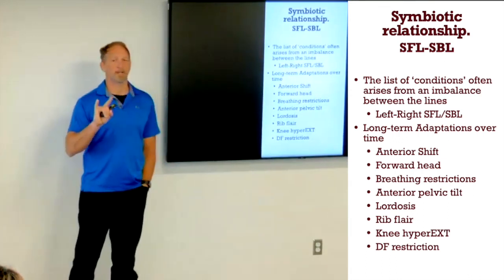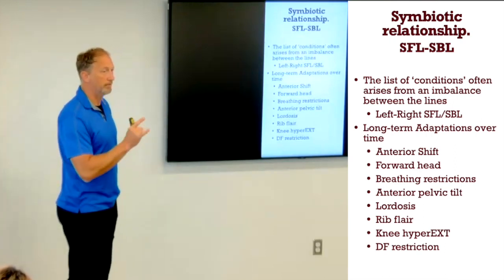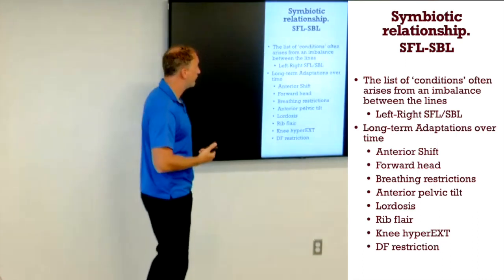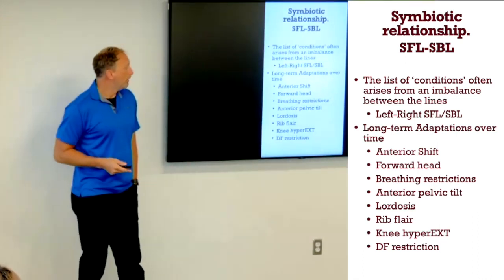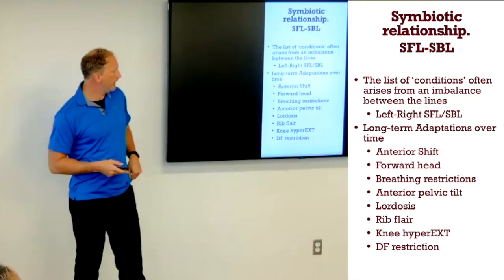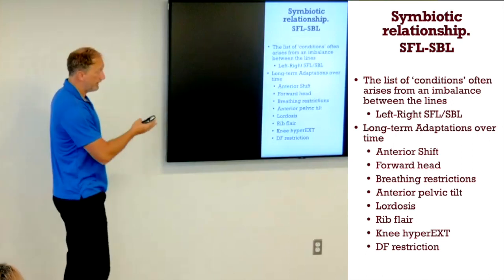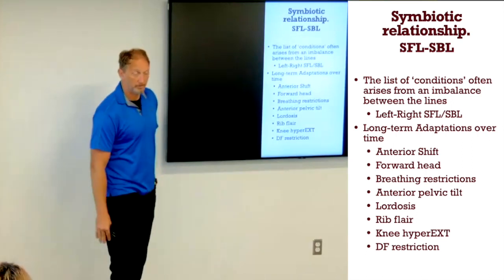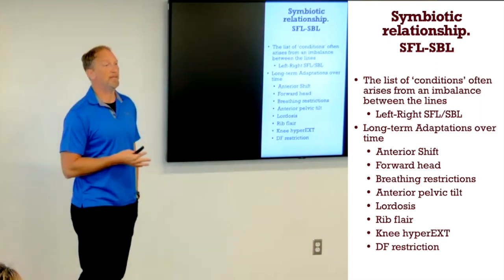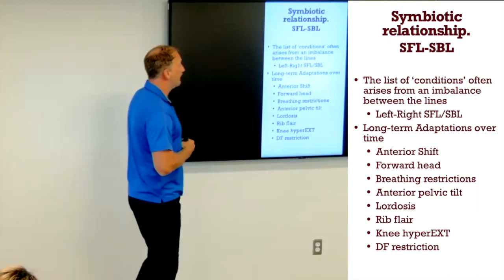We can also run into a left and right front line, left and right back line issue. And if we get that, we can create some rotational components to our movement as well. Some of those on the list: the anterior shift, the forward head, the breathing, everything else on here. The heel spurs, the Osgood-Schlatters, those are all long-term adaptations that we see in the balance between these two lines.